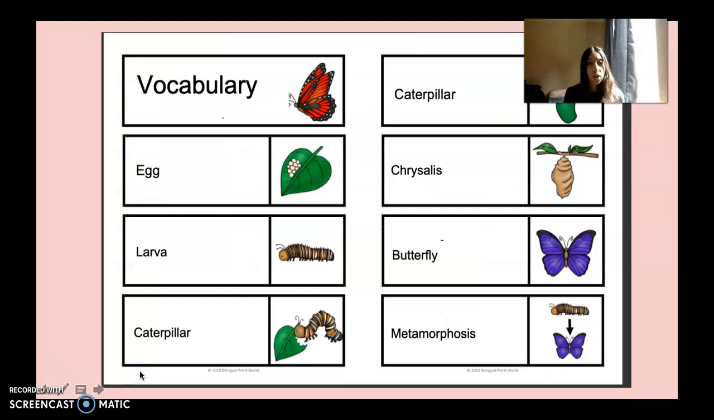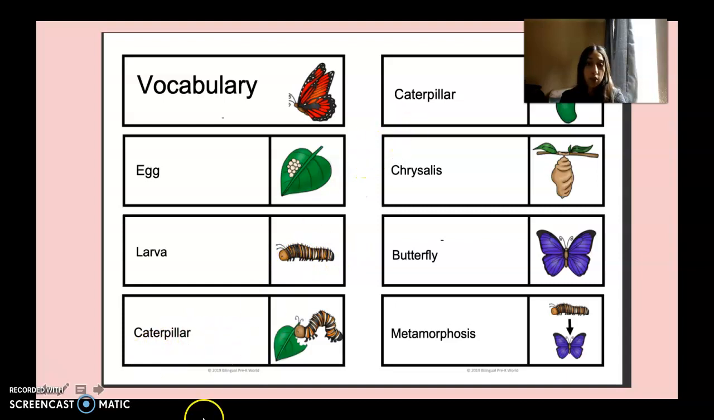So before we get started, let's go over those words again, because I know sometimes we can forget them, and it's always better for us to go over it a couple times, and then that helps our brains grow. So here we have our vocabulary that we're going to be using when we talk about a butterfly's life cycle. We have an egg, like we said. We have a larva, or another word for a caterpillar.